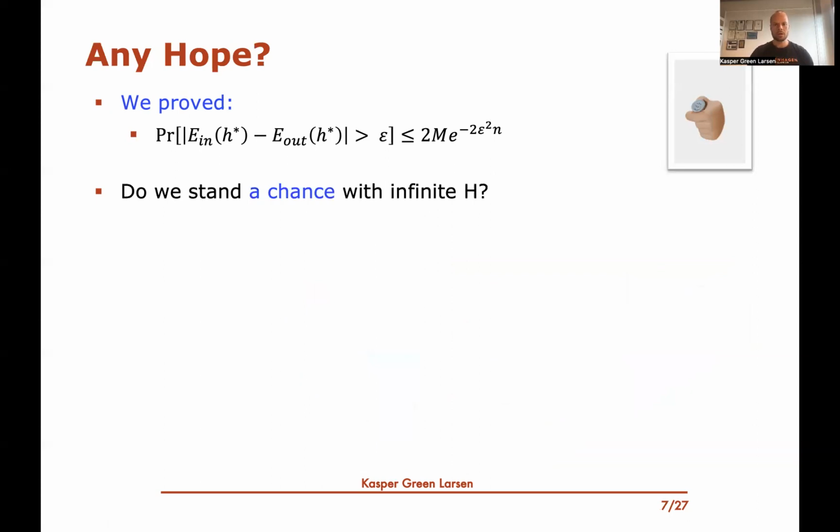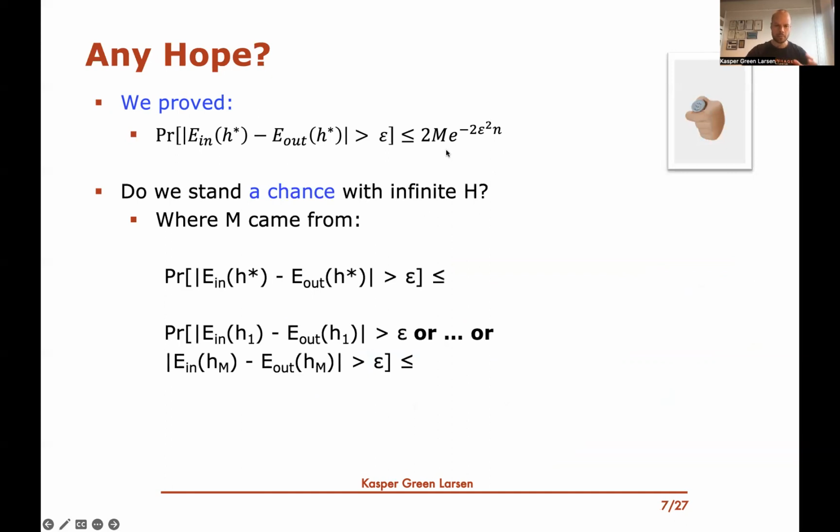Okay. So what hopes do we have, right? Do we have a chance of proving something similar for infinite hypothesis sets? And to answer that, I guess we really need to understand, where does this M in the generalization bound up here, where does it come from?